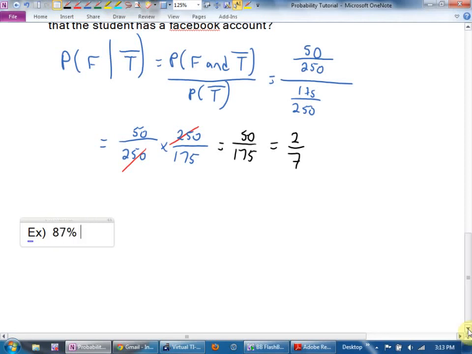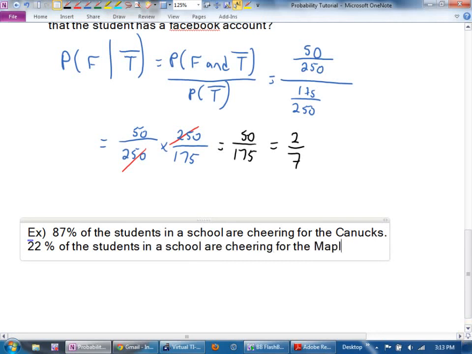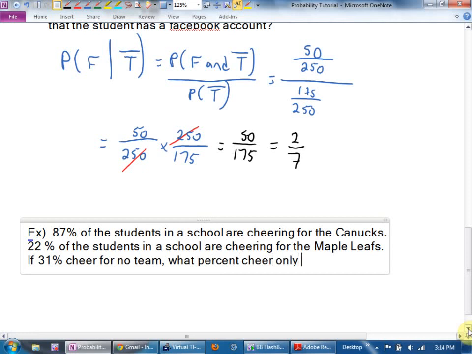87% of the students in a school are cheering for the Canucks. 22% of the students in a school are cheering for the Maple Leafs. I apologize for those of you for whom I just swore, but Maple Leafs. If, he says, desperately trying to do some math in his head, 31% cheer for no team. What percent cheer only for the Canucks?